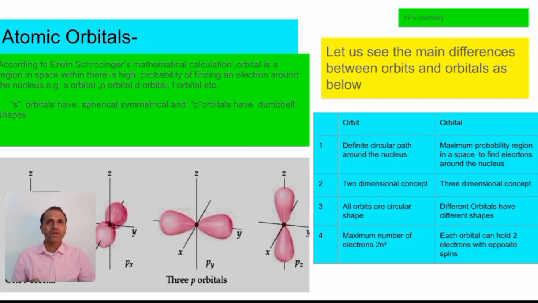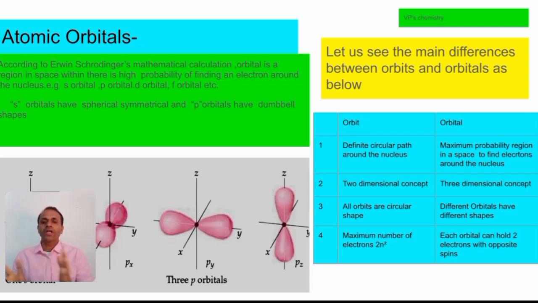You probably remember the two-dimensional concept: there is a central rigid nucleus, and around the nucleus there are certain levels called orbits, not orbitals. But according to the three-dimensional concept of an atom, the maximum probability region for finding electrons around the nucleus is called an orbital. Those are called atomic orbitals. So there are s orbitals, p orbitals, d orbitals, f orbitals, etc.